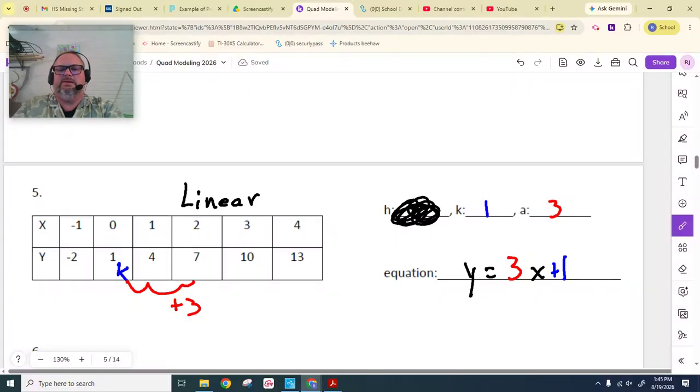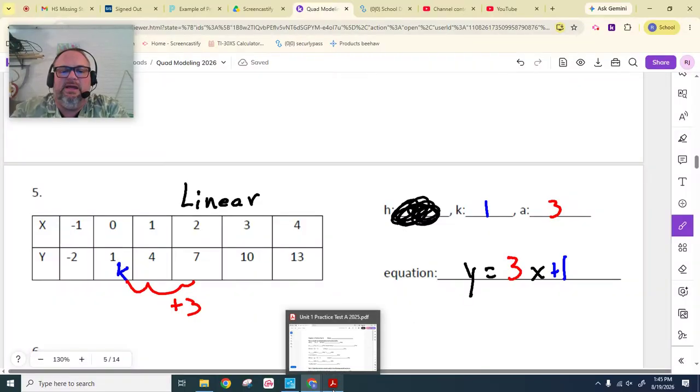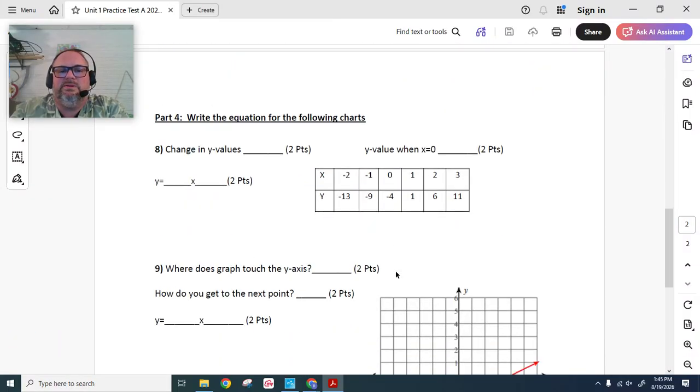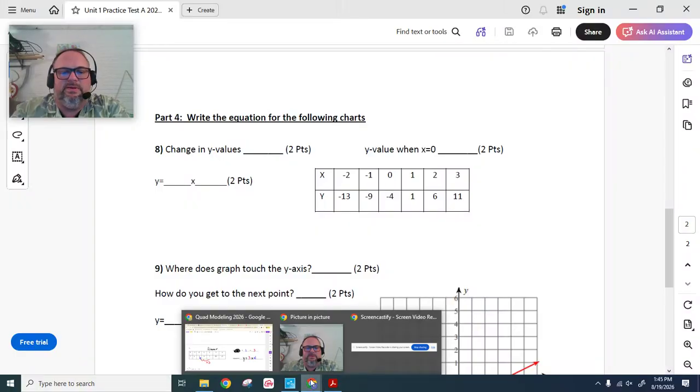Okay. Will there be one like that on our test? There, it will be in the section for the linear modeling. So it will be like in part 4, there'll probably be a part 5. Okay? And, you know, just to have y'all be able to do both.